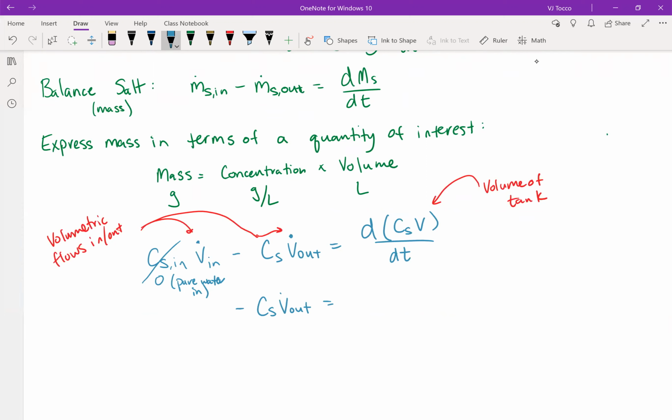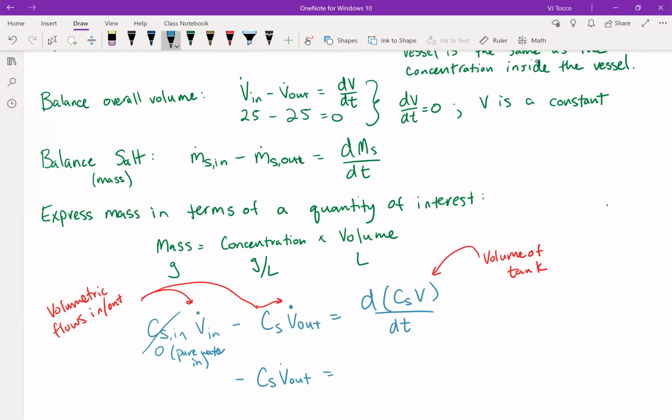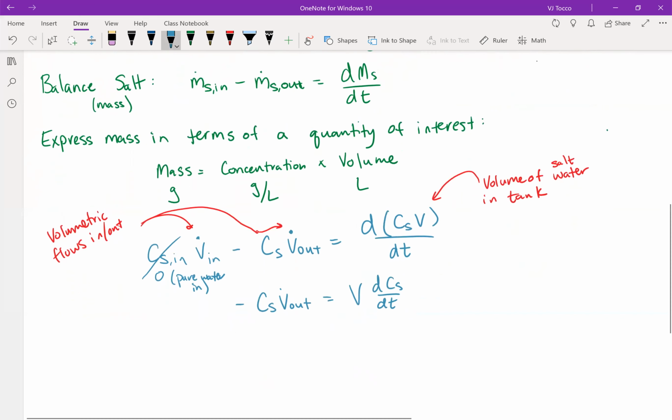And on my accumulation term, I've already proven that volume of the tank is a constant. So volume up here was referring to the volume of water in the tank. I guess that's important, right? It's not the volume of the tank itself. This is the volume of salt water in the tank, to be more specific. So because that is constant, I can pull that out of the derivative and call it V times dCs dt. And voila, I have a differential equation that I can solve.